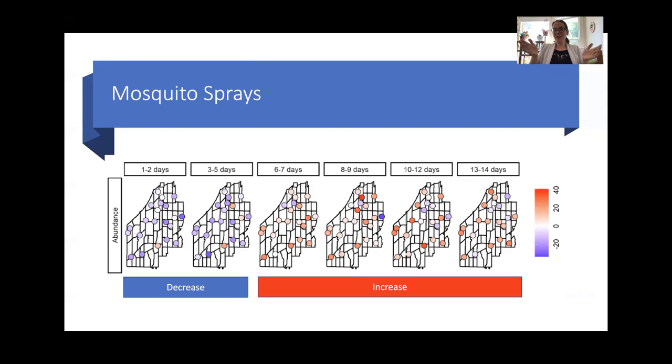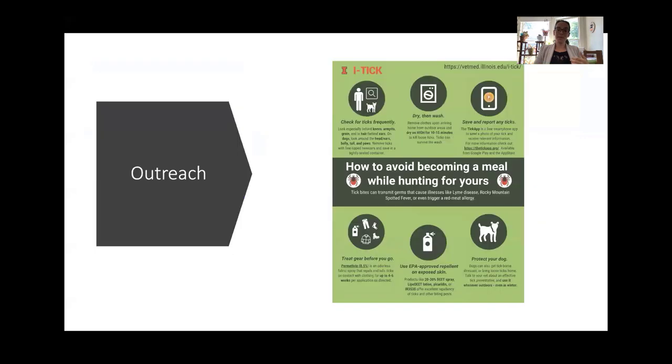So the sprays are very helpful for 5 days, just to knock down the number of mosquitoes in the area, and then they bounce back. And there are other people who are now working on, well, what if we sprayed twice in a week? What if we sprayed 3 times in a week? What would that do? And also thinking about what other things we can do to bring those mosquito numbers down.